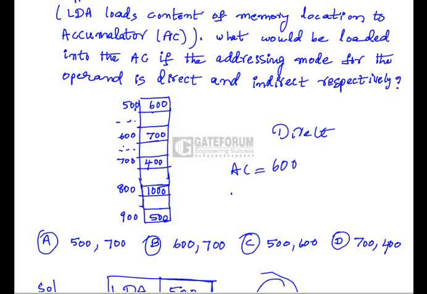So 700 will be loaded into AC, that is, the content of memory at address 600 will be loaded into AC register, so that 700 will be the content of AC after execution of the instruction if the addressing mode is indirect. So for direct it is 600, for indirect it is 700. So option B is the right option here, 600 and 700 respectively.